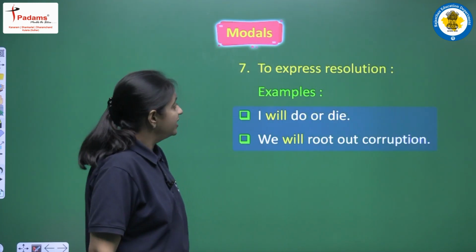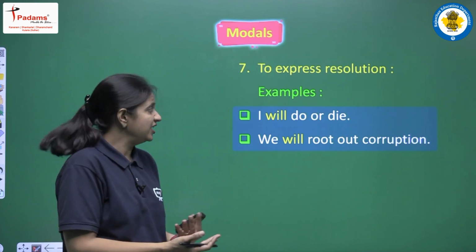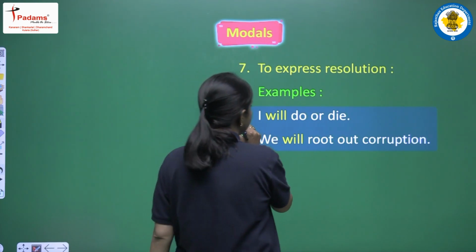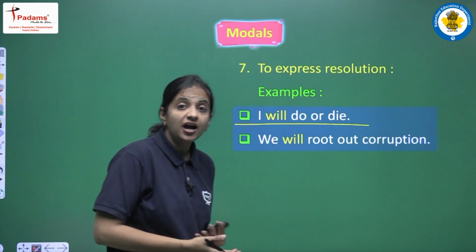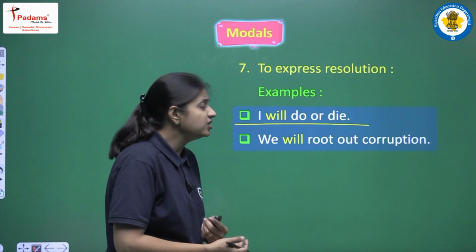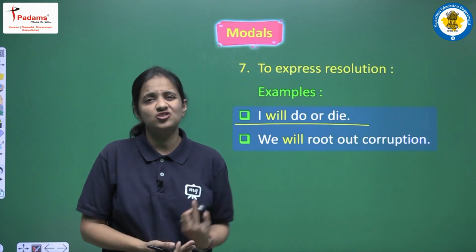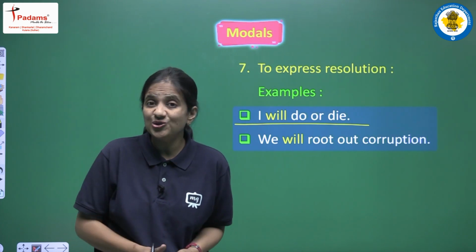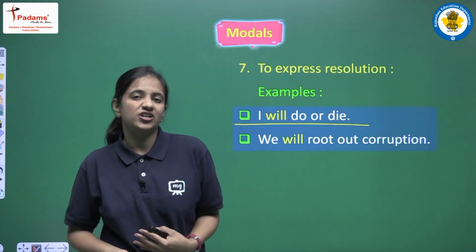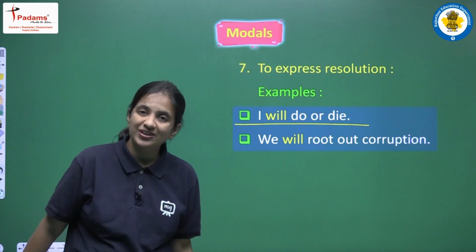Next use is that it is used to express a resolution. Resolution means determination, like I will do or die. And one more example we have, we will root out corruption. So yes, we are very much determined, we have this resolution that we have to do this thing, and to show resolution, to show determination, we use will and shall as modals.